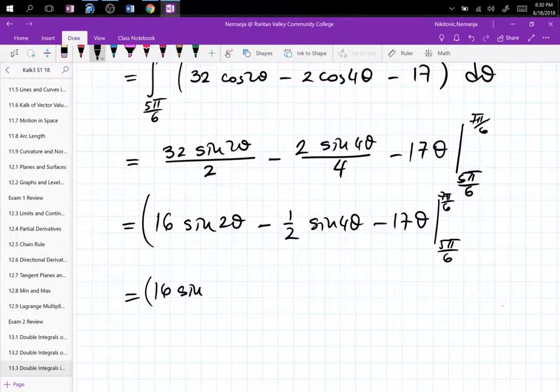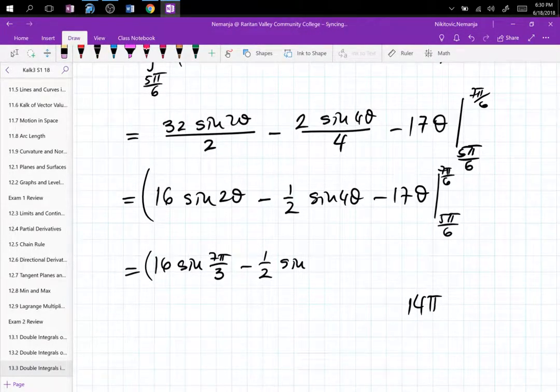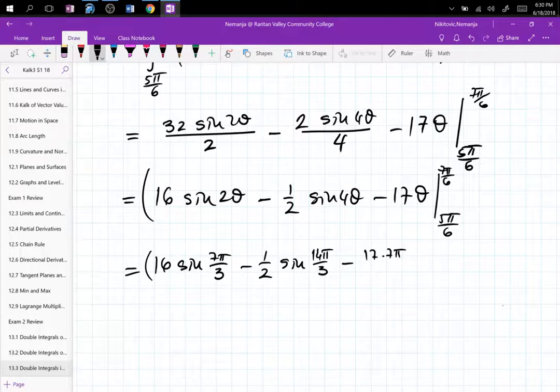16 sine 7 pi over 3 minus 1/2 sine of, 2 will cancel, so 14 pi over 2. No, 14 pi over 3, right? Yes, 14 pi over 3, minus 17 times 7 pi over 6.